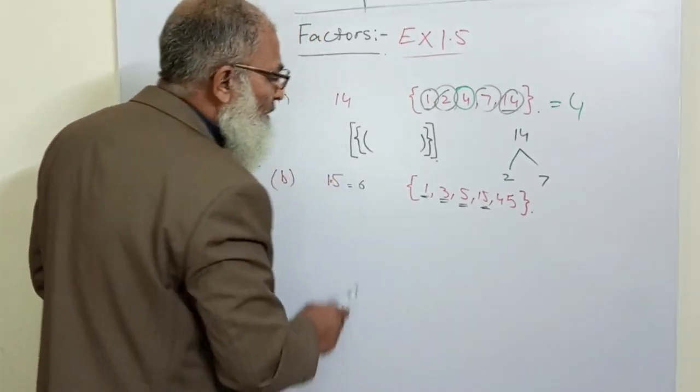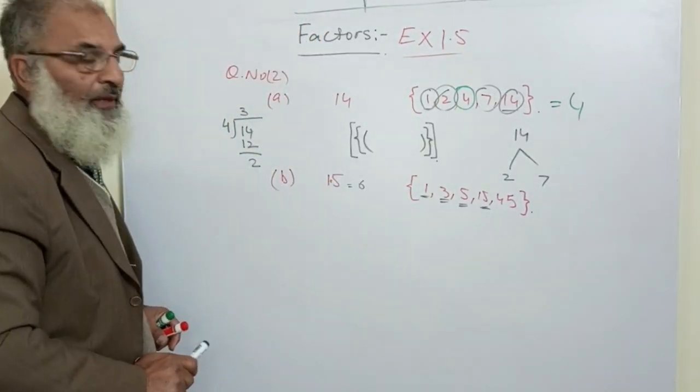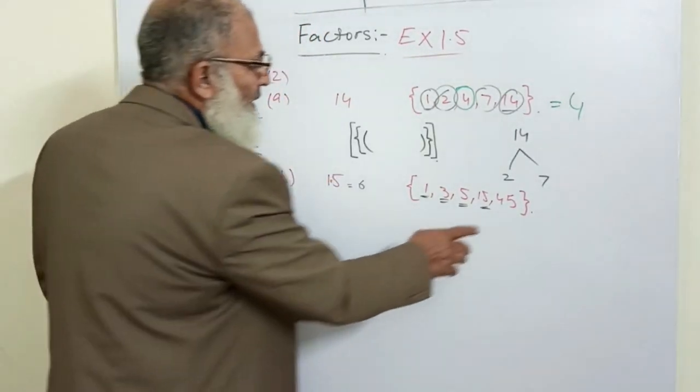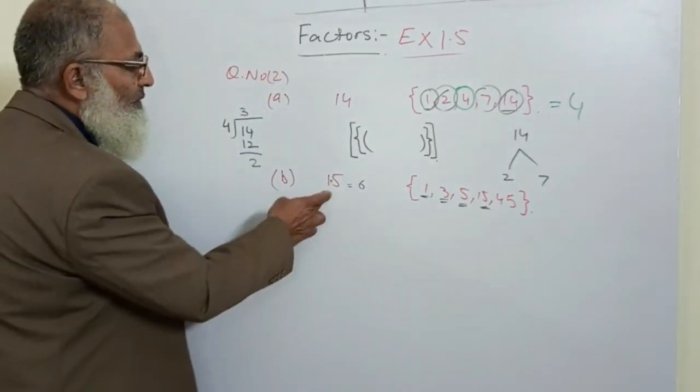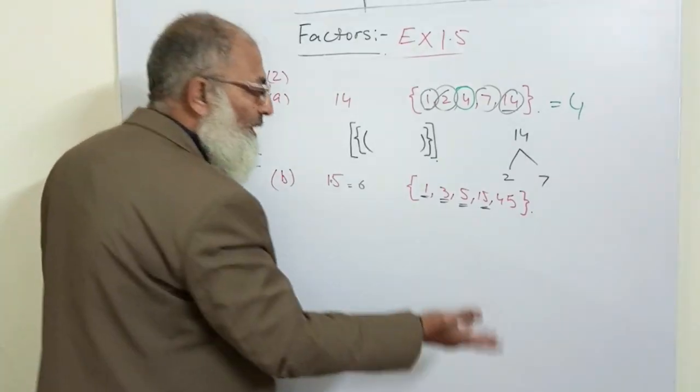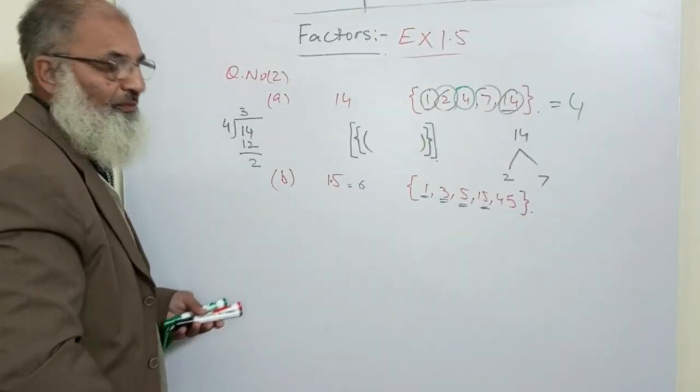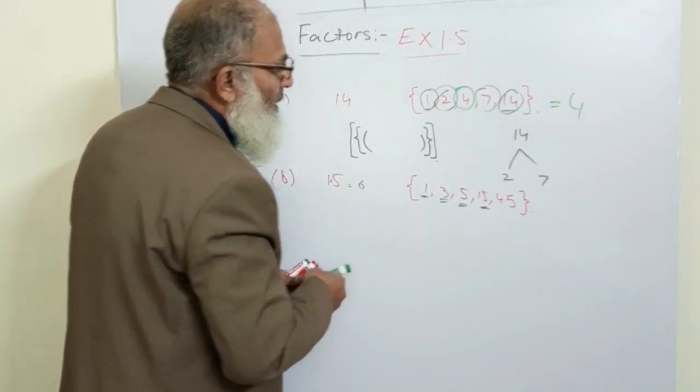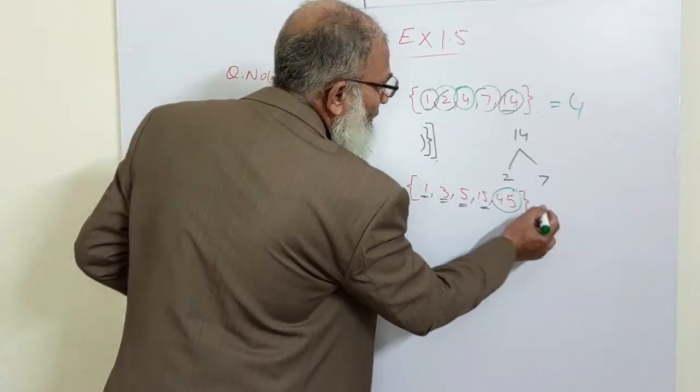But 45 is beyond 15. So now there is no chance that 45 is the factor of 15. 15 is the factor of 45, but 45 is not the factor of 15. So here the answer will be 45.